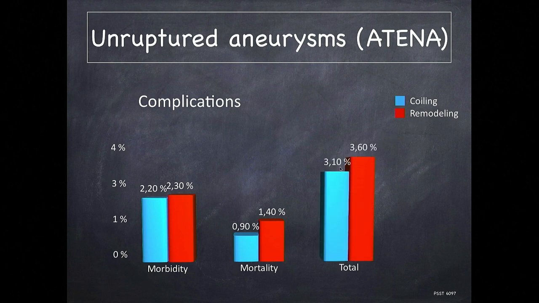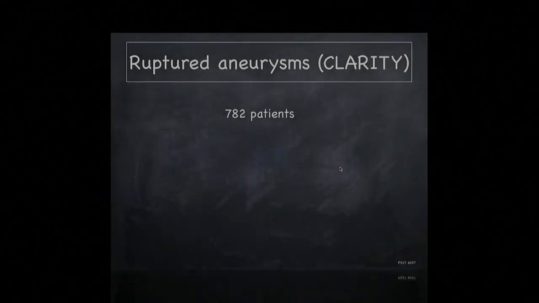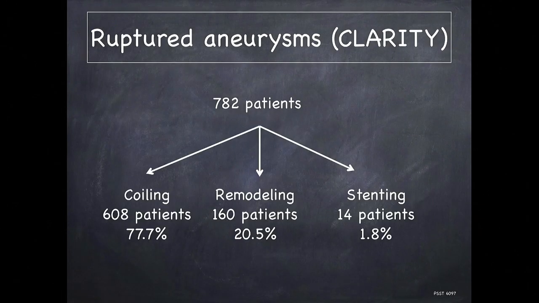Then after, with Christophe Cognat, Laurent Spelle conducted the Clarity study, which came also, I don't remember, 8 or 9 years ago, which was dealing only with ruptured aneurysms. The previous one was for non-ruptured aneurysms. The Clarity study was dedicated to ruptured aneurysms.